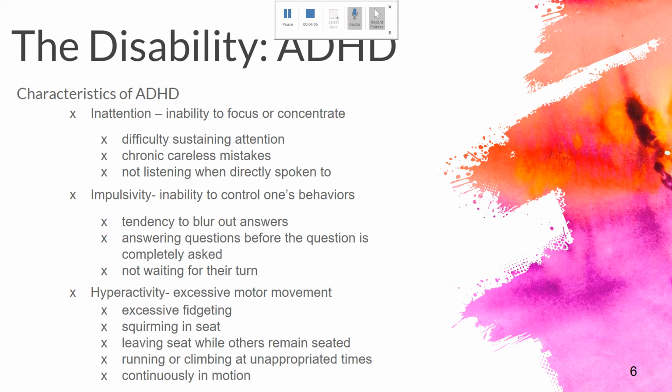They do not wait. Another characteristic of a student with ADHD is hyperactivity. This is excessive motor movement, so the student feels the need to always move. They have excessive fidgeting. They also squirm in their seat a lot. I have seen this personally where they leave their seats while others remain seated. This is often at inappropriate times. They also run or climb at inappropriate times. And the student feels the need to be continuously in motion due to their hyperactivity.